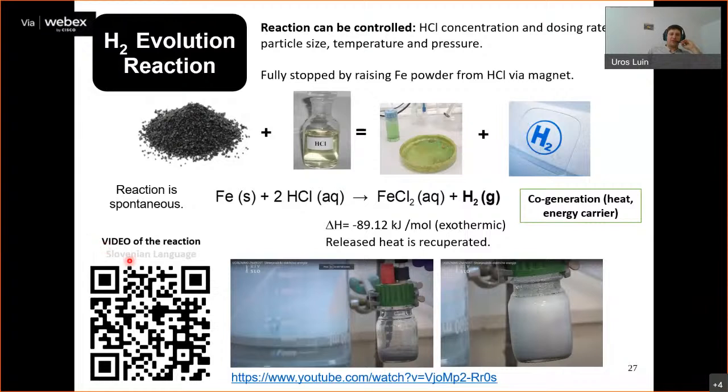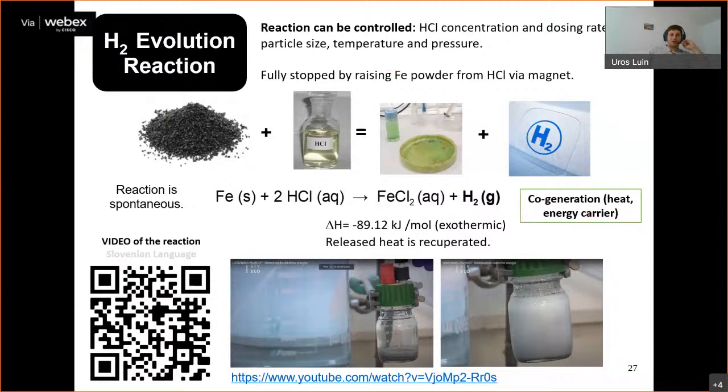Unfortunately, it's in Slovenian language, but everything was already explained to you, so you can watch how intense this reaction is and how much hydrogen in so short time is generated from this little amount of iron. So the reaction, as we already told, needs iron and acid, and what we get is hydrogen and also heat. So basically, we are talking about cogeneration. So we are generating heat and the energy carrier, which is hydrogen, that can be further converted to electricity.